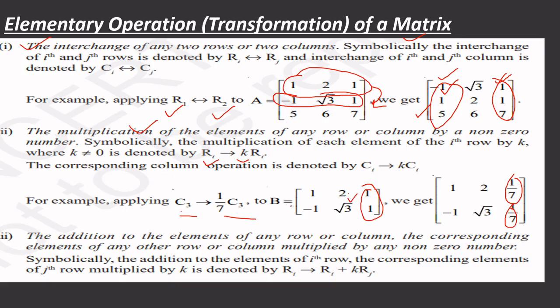If you multiply by 1 by 7, you must multiply with all the rows or all the columns. Like if we multiply 1 by 7 in the second column, then you have 2 by 7 and root 3 by 7. Understand, we multiply the scalar quantity with all the elements of the particular row or particular column. The third property is addition to the elements of any row or column.